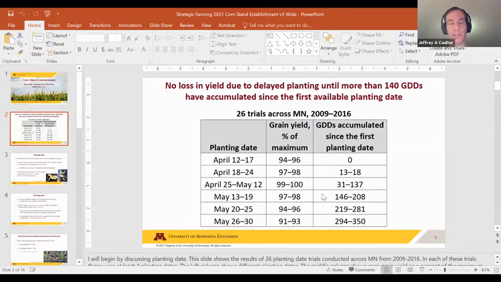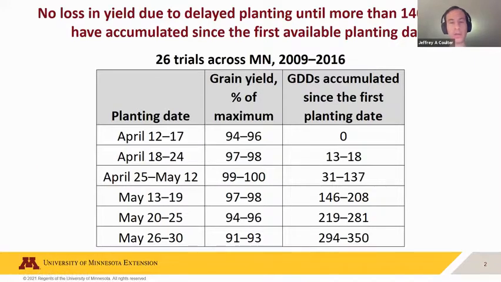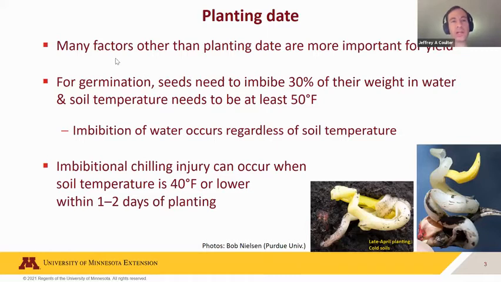So, based on this information, we can expect no yield loss until planting is delayed until there has been at least 140 growing degree days accumulated since the first available planting date. Beyond a planting date of May 13 to May 19, the yield really starts to drop off quickly. That's what we see there for planting date effect. Based on this information, we can conclude that there are many other factors other than planting date that are more important for yield.